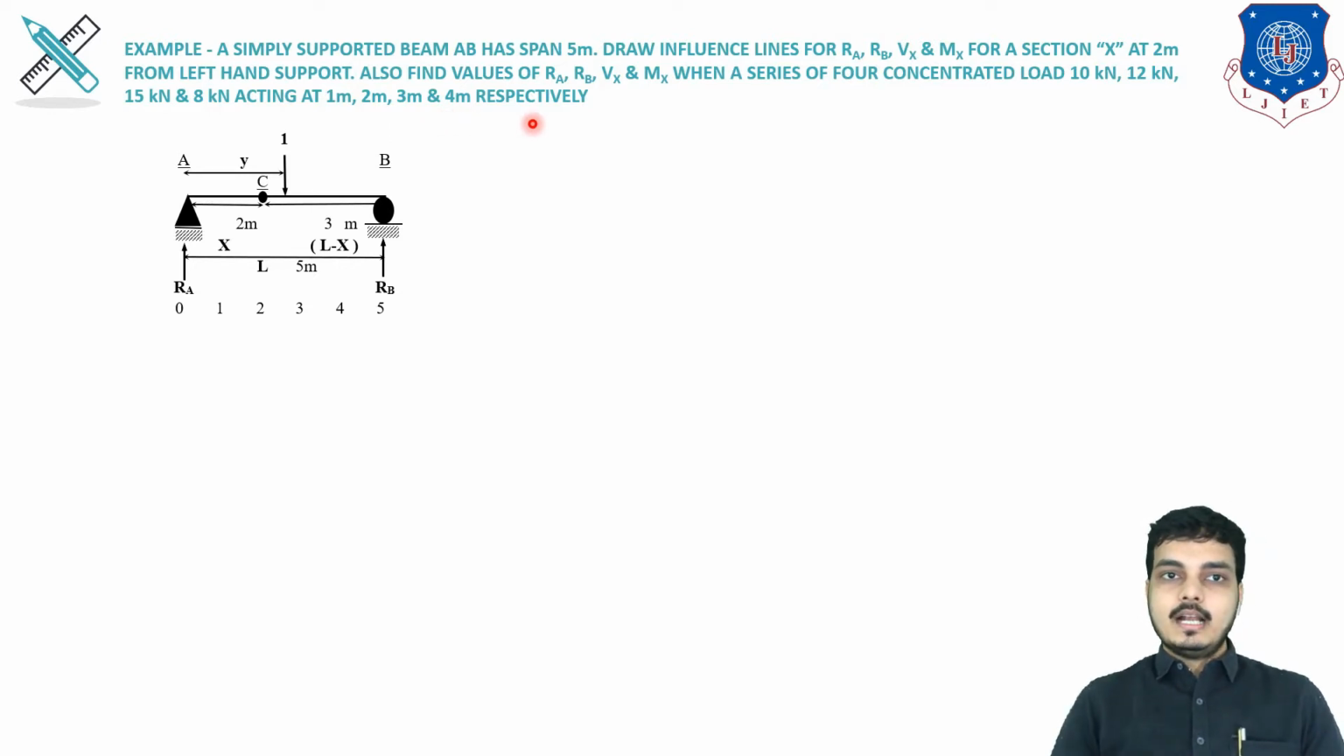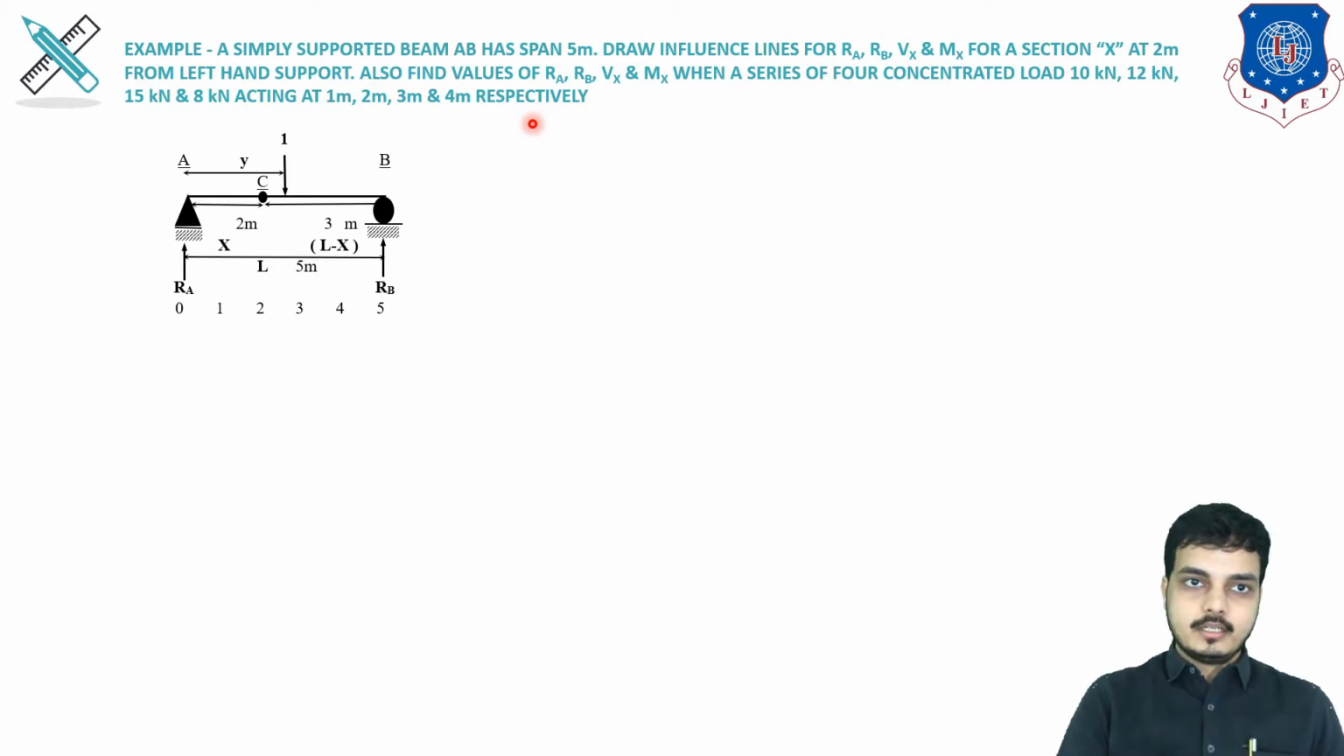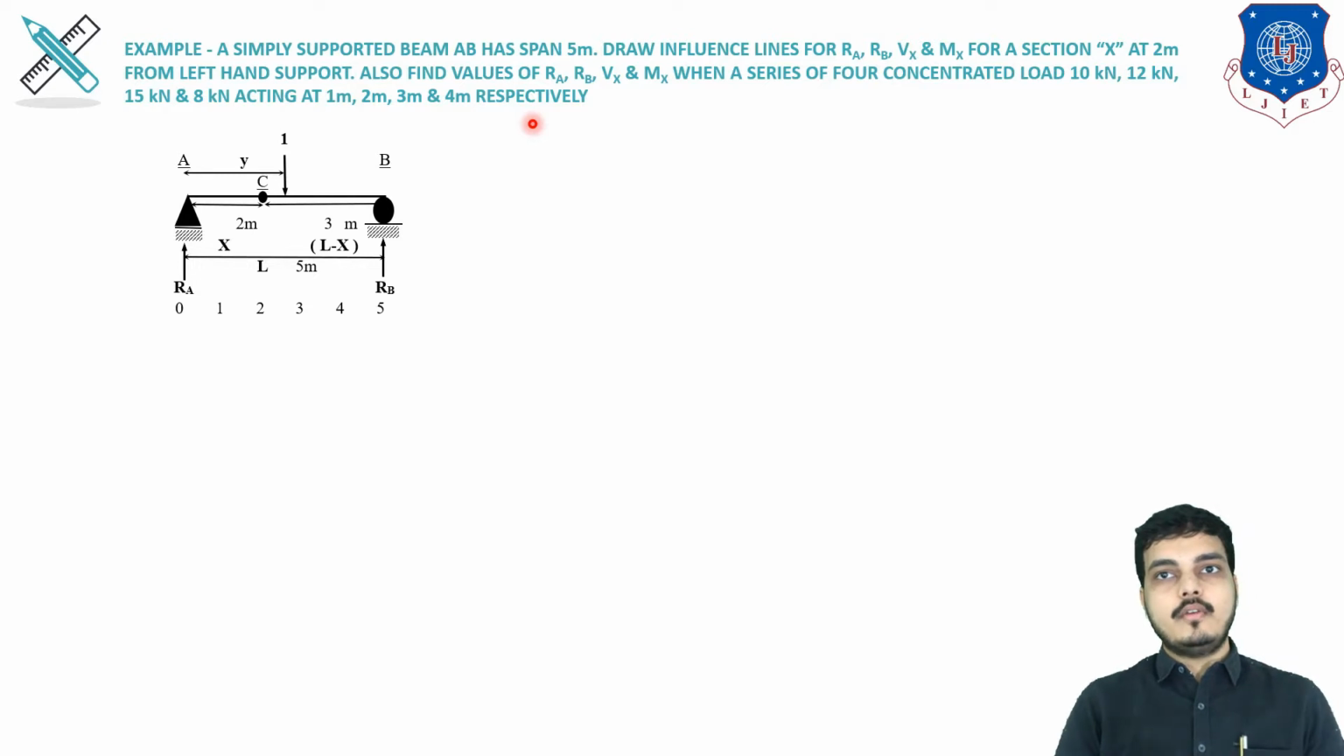Now we will be finding out ILD for RA, RB, VX and MX for 2 meter section, and we will be also finding when the load is acting how much these values are coming. Now let's see how to find. Now it is quite similar to what we did in previous session. Let's see here A and B support is given of length 5 meter having section at 2 meter, means x is 2 meter, L minus x remaining is 3 meter. Now here point load has been made.